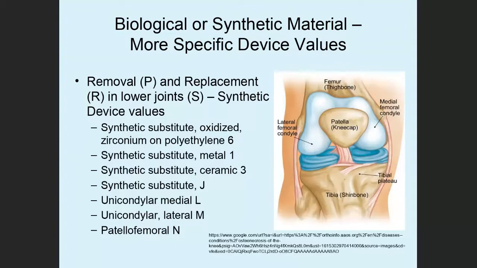Here's another example. In the lower joints body system, for removal and replacement values, the synthetic device values are very specific. Synthetic substitute oxidized zirconium on polyethylene is value 6. Synthetic substitute metal is 1. Synthetic substitute ceramic is 3. Synthetic substitute, other than what else is listed, is a J. Unicondylar medial, unicondylar lateral, and patellofemoral. So very, very specific device values for these.